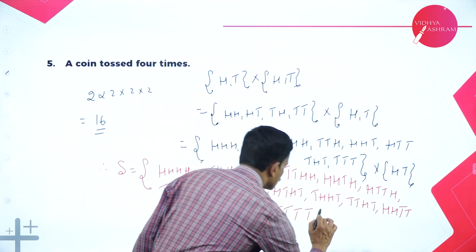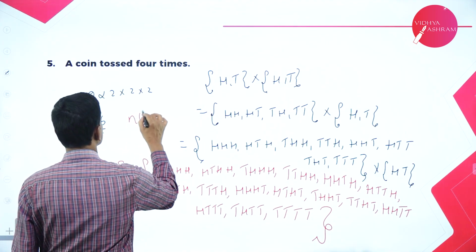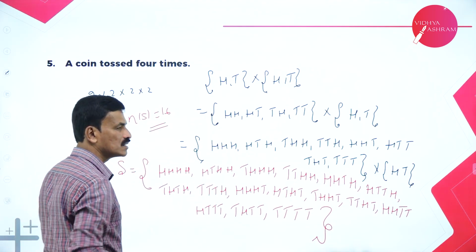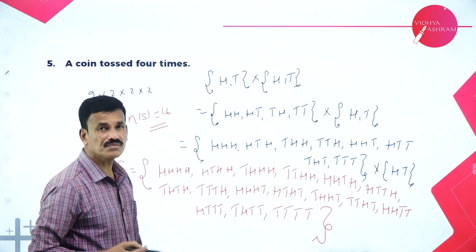That's it. So, this is the sample space. If you count, you will get n of S is equal to 16 events. That's it. This is how we are going to write the sample space for a coin tossed 4 times.